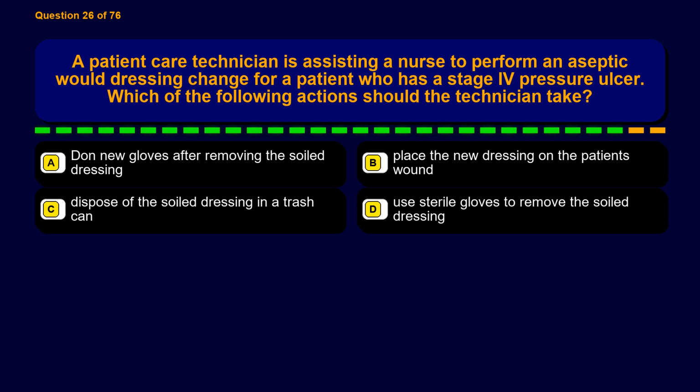Question 26. A patient care technician is assisting a nurse to perform an aseptic wound dressing change for a patient who has a stage 4 pressure ulcer. Which of the following actions should the technician take? Option A, don new gloves after removing the soiled dressing. Option B, place the new dressing on the patient's wound. Option C, dispose of the soiled dressing in a trash can. Option D, use sterile gloves to remove the soiled dressing.